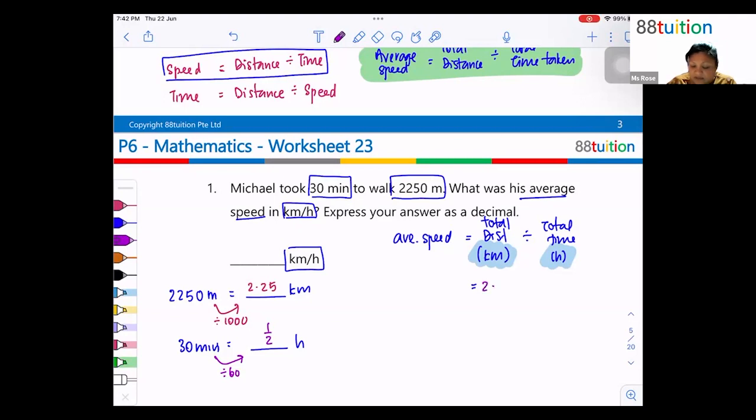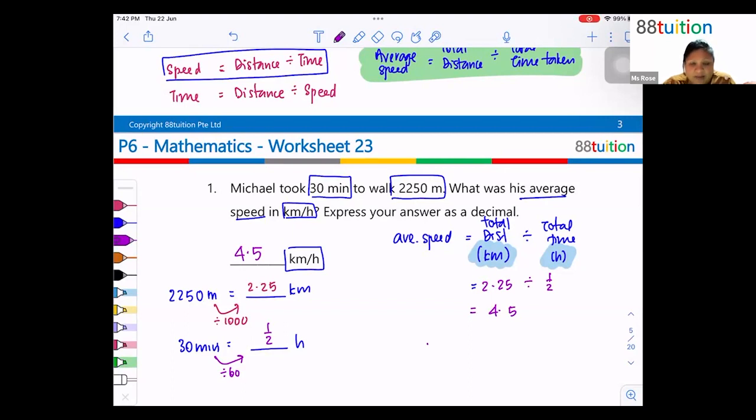So total distance will be 2.25 kilometers divided by half an hour to give me 4.5. And my answer is 4.5 kilometers per hour. Okay, for those of you who've not done speed yet in school, let me know if you cannot follow. I will go over again.